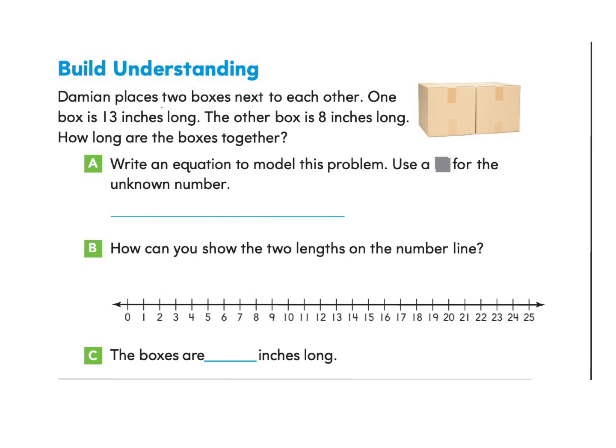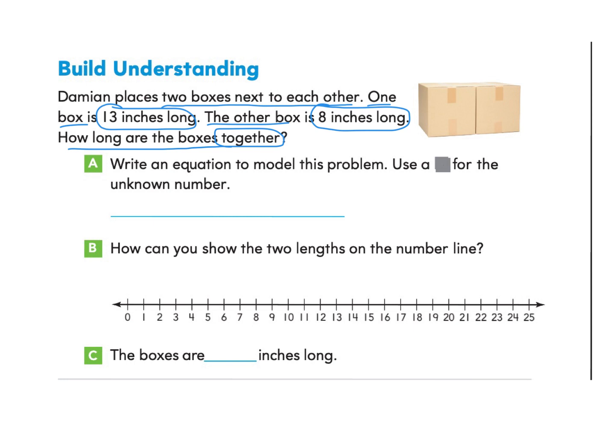Damien places two boxes next to each other. One box is 13 inches long. The other box is 8 inches long. How long are the boxes together? Write an equation to model this problem. Use a square for the unknown number.